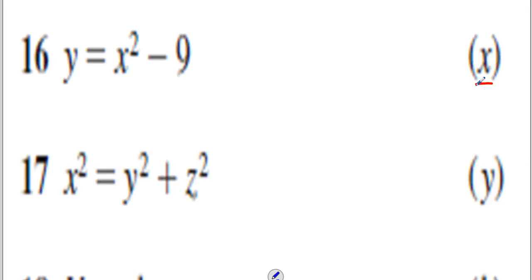And how do we deal with the 9? That's right, we need to add it to both sides. So y plus 9 equals x squared. Hooray! And then to get the x by itself, how do we deal with the square? We would need to square root both sides. The square root of y plus 9 equals x.